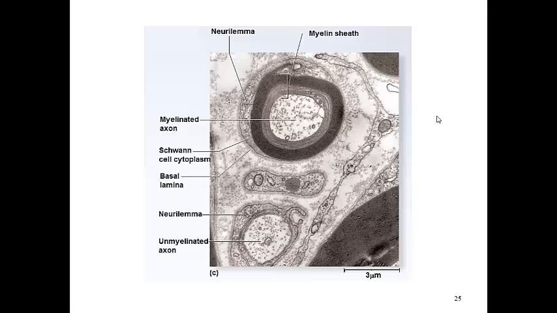Here we're looking at a cross-section through an axon. So this would be inside the axon, so there'd be cytoplasm in here. And this thick area here is the myelin sheath, many layers wrapped around the outside of this axon.